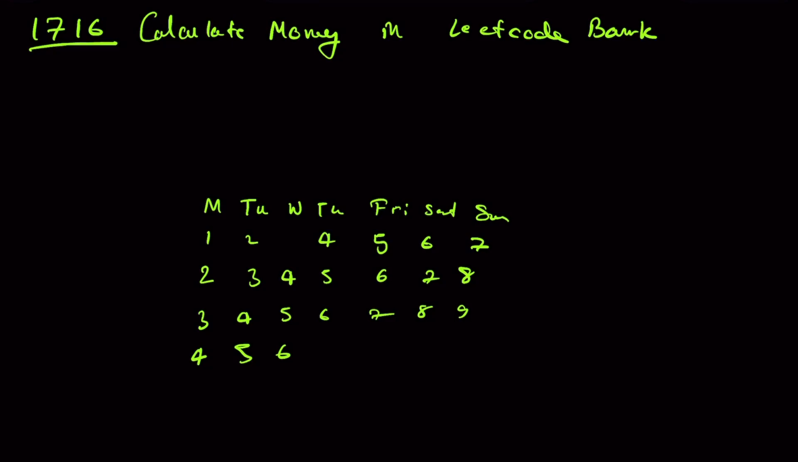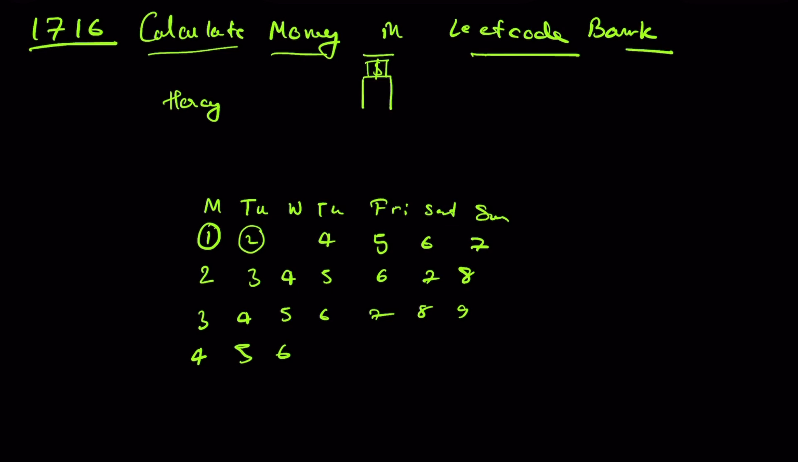So today we will look at the problem Calculate Money in Leetcode Bank. We are given that Hershey is a customer who wants to deposit money in a bank for buying a car. His plan of investment is that he will start by depositing $1 on Monday, and on each subsequent day he will increase his deposit value by $1. So on each subsequent day, his investment has increased by $1.